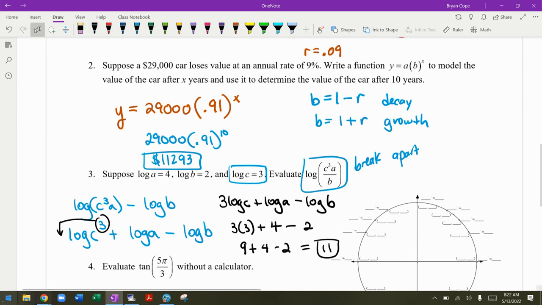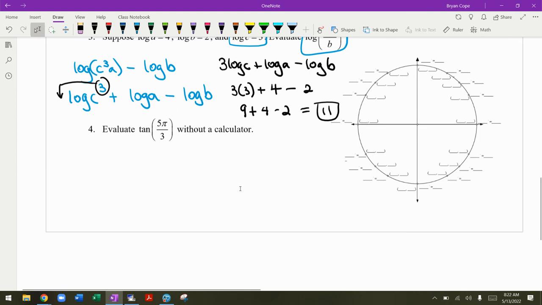Finally, evaluate tangent of 5 pi over 3 without a calculator. Where the heck is 5 pi over 3? Yes, Veronica. Good job. Is it close to the y-axis or is it close to the x? It's this spot right here. Close to the y. This is the y-axis. It's closer to the y-axis. So now make your triangle.